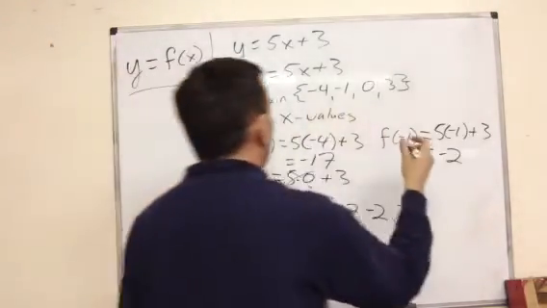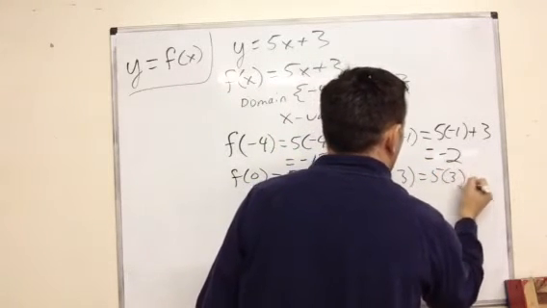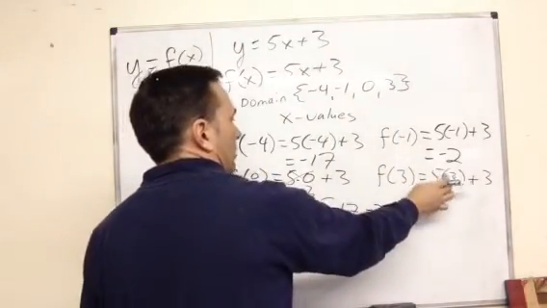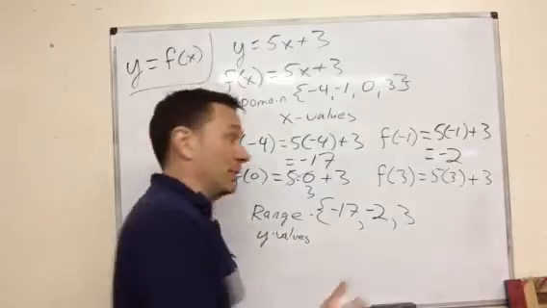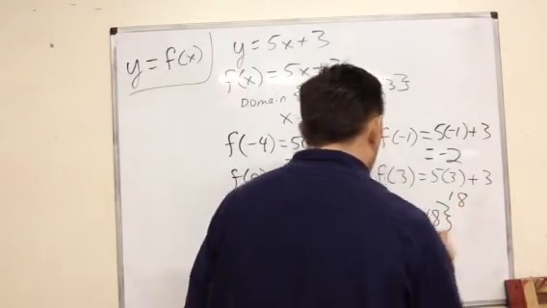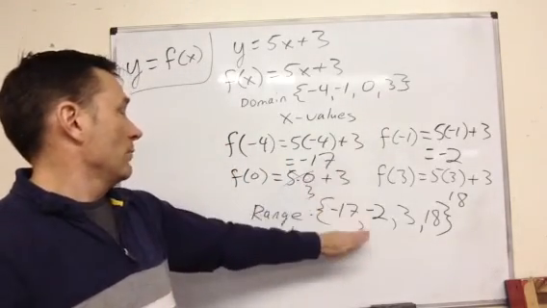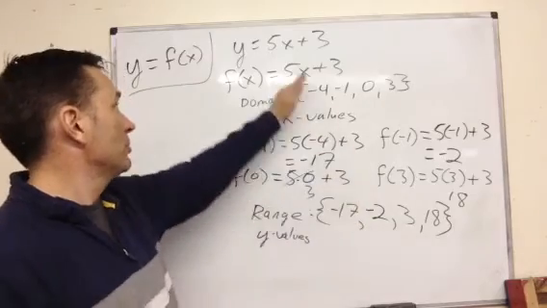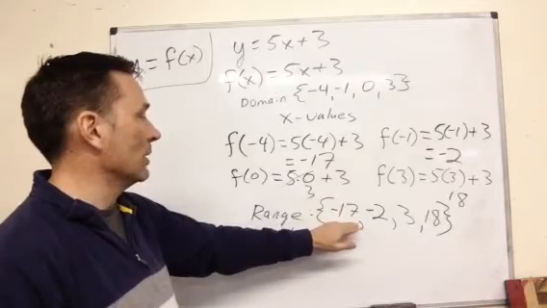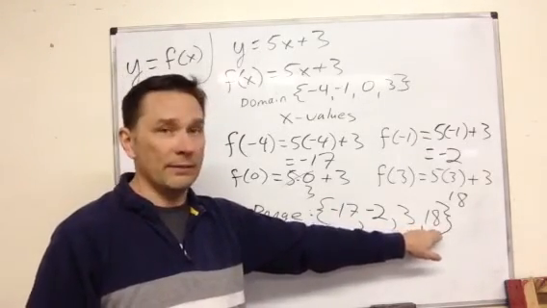And then finally, we're plugging in 3. f of 3 equals 5 times 3 plus 3. We end up with 15 here. 15 plus 3 is 18. So, to get our range here, we substitute in our domain values, our inputs, and we get our outputs: -17, -2, 3, and 18.